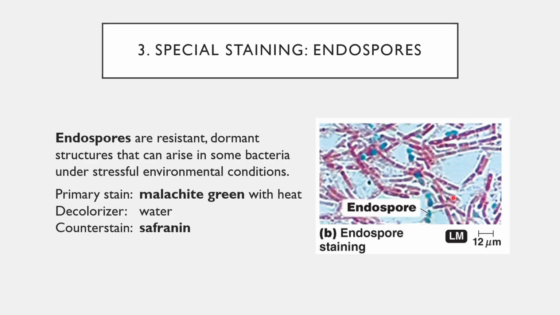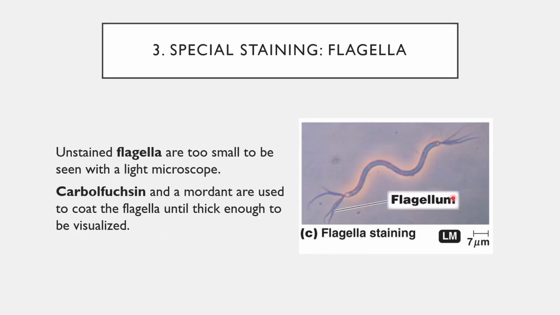The last special stain that we'll talk about is the flagella stain. Flagella, as we mentioned before, are special appendages that many bacteria possess that are used for movement. They are these whip-like structures that hang off the ends of bacteria, and as they rotate, they can propel the bacteria around its environment.